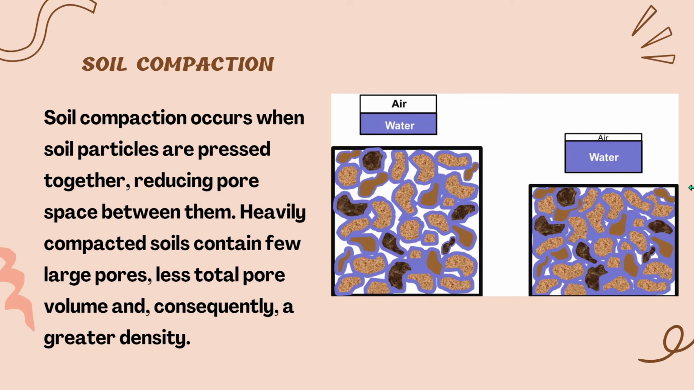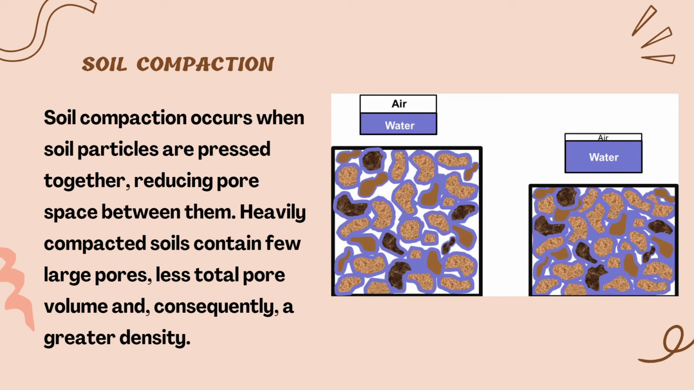Next, soil compaction. Soil compaction occurs when soil particles are pressed together and reduce pore space between them. Heavily compacted soils contain few large pores, less total pore volume, and consequently a greater density. So, soil compaction affects the porosity of soil. It's because due to the increase in bulk density, the porosity of soil decreases. Large pores called macropores, essential for water and air movement in soil, are primarily affected by soil compaction.